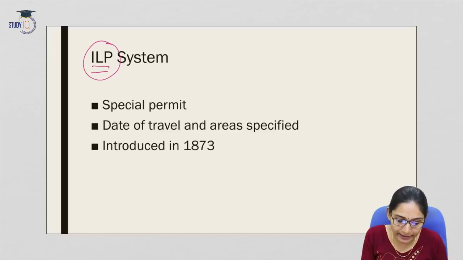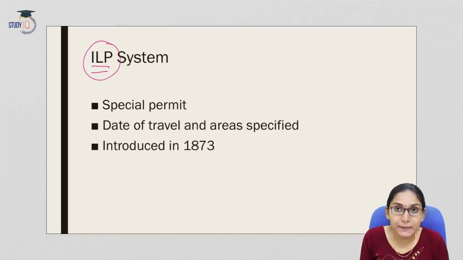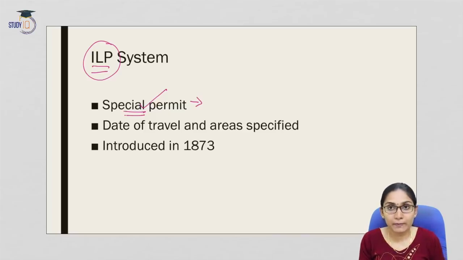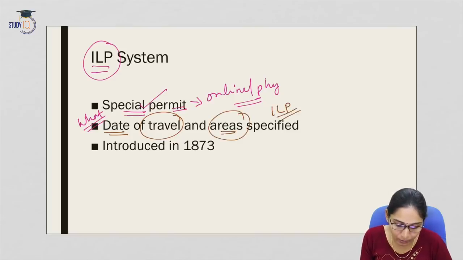Now let us come to the system of ILP. Let us see how the Inner Line Permit system works. What is ILP? ILP is basically a special permit that citizens from other parts of India have to acquire, and this can be applied for online or physically. To get access to these areas, citizens from other parts of the country will have to get permission. This special permit is called the ILP or the Inner Line Permit. It specifies the date of travel and the areas which the ILP holder can travel to. So the travel dates and the travel areas will be specified here.